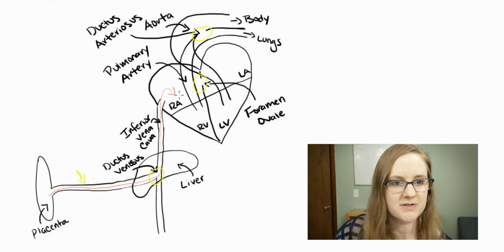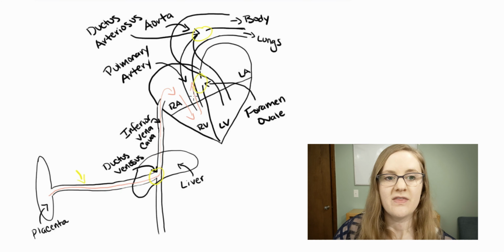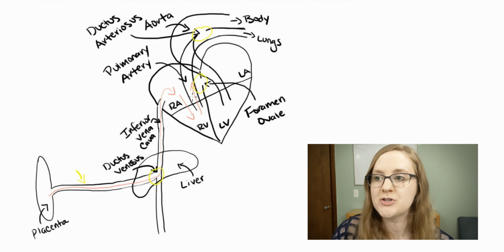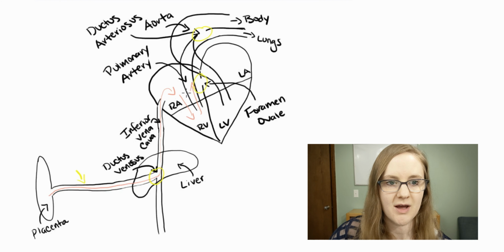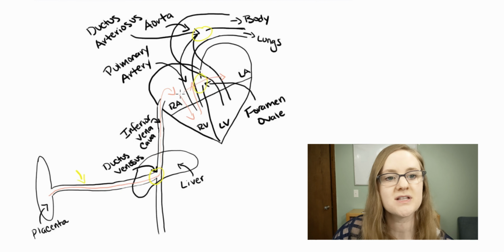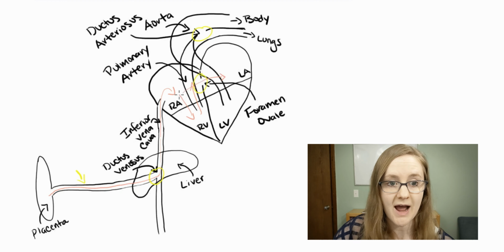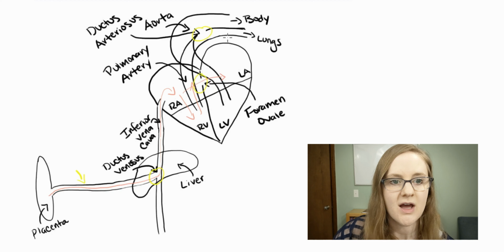Now, from here, some of the blood goes into the right ventricle and then into the pulmonary artery, and that will go to the lungs, but the majority of it moves to the left atrium right here through that foramen ovale, like we said before. So that foramen ovale connects the right atrium to the left atrium and allows blood to pass through that. So more blood is going to go out to the body rather than going up here through the pulmonary circulation, pulmonary artery, into the lungs.